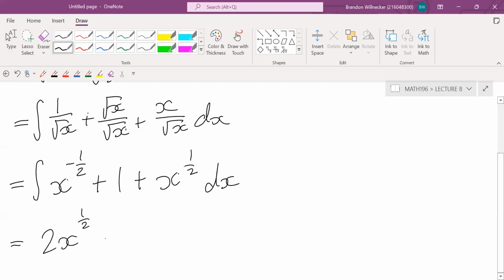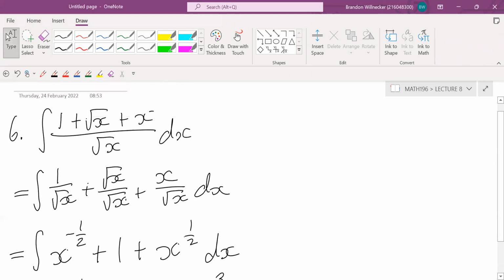Okay, antiderivative of 1, that's going to be x. Next term, we add 1 to the exponent, so we're going to get 3/2. Dividing by 3/2 is the same thing as multiplying by 2/3. The new exponent is 3 over 2. And don't forget your plus c.